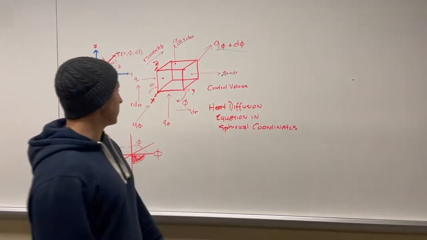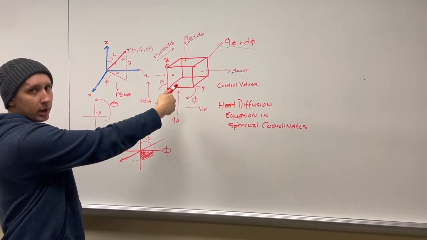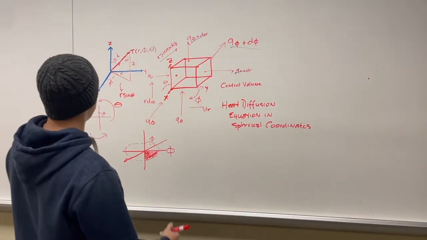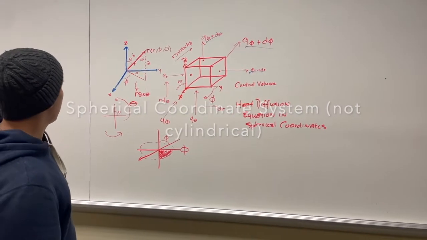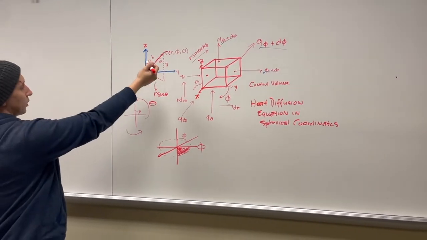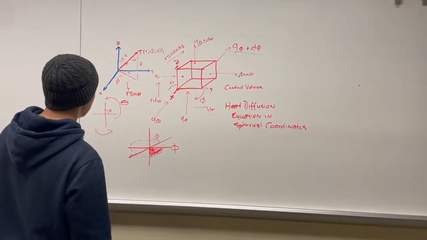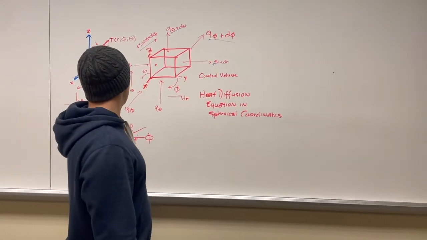Now, just for the sake of time, I went ahead and put my control volume here. This is a very small infinitesimal sized cube. This is going to be represented within our spherical coordinate system. So normally, like any other coordinate system, you've got a Z direction, a Y direction, and an X direction. But we're going to introduce some different ways that we can look at this.